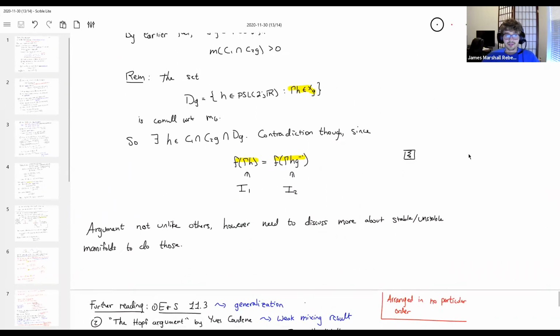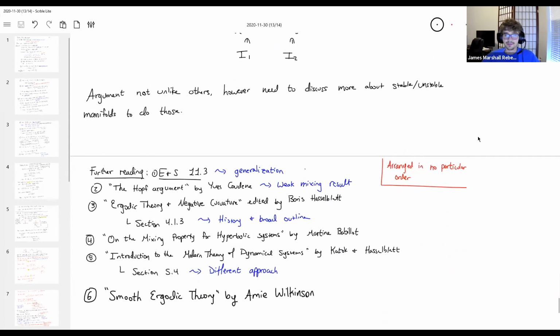And yeah, these are arguments not unlike the others. When I say the others, I mean the other references. But in order to talk about the other references, we'd have to get into stable and unstable manifolds, which secretly we did, but I didn't say the words. So yeah, that's really it.